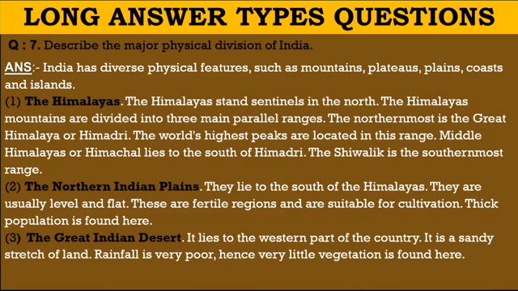Third, the Great Indian Desert. It lies in the western part of the country. It is a sandy stretch of land. Rainfall is very poor. Hence, very little vegetation is found here.